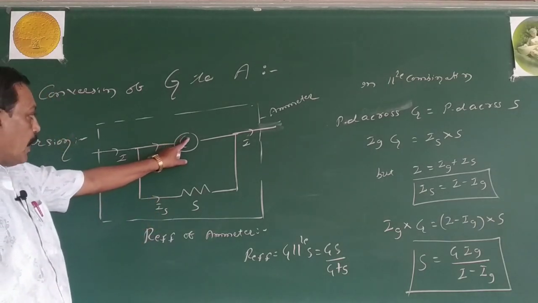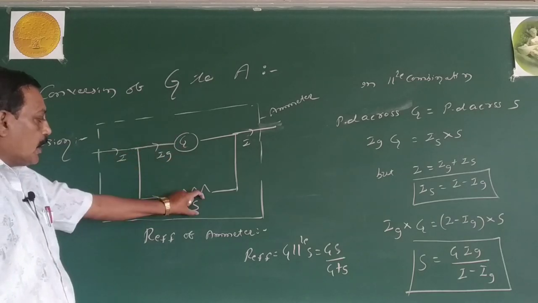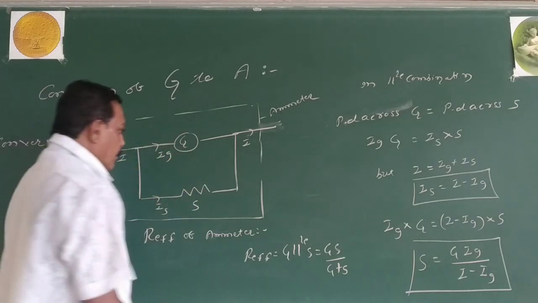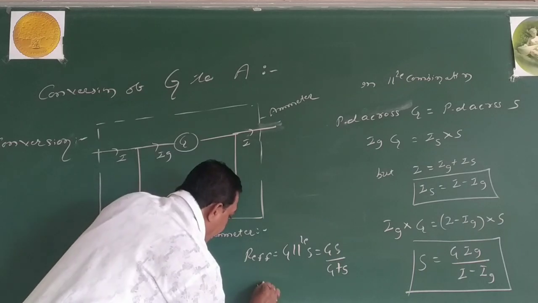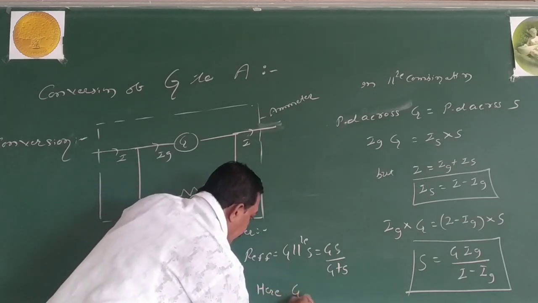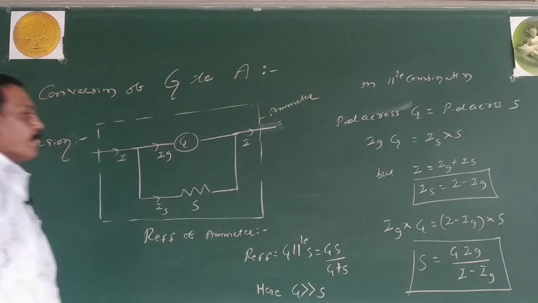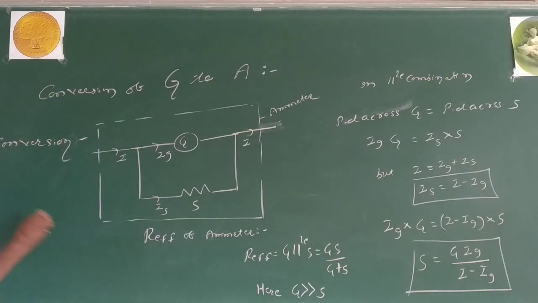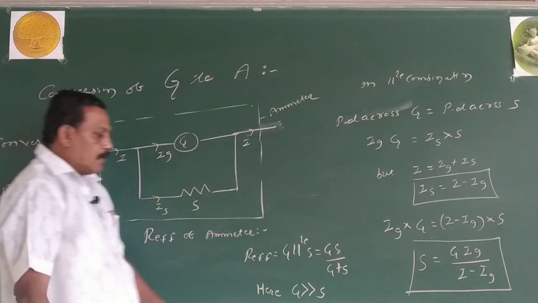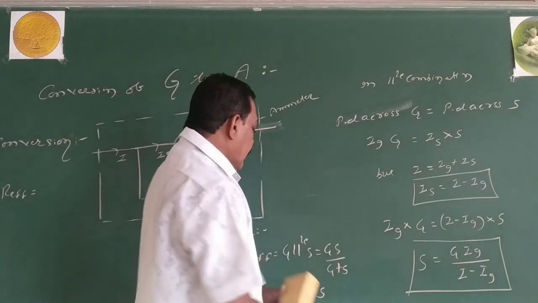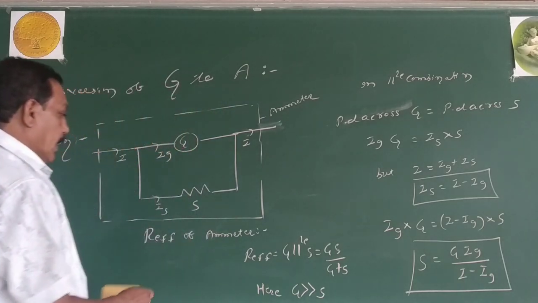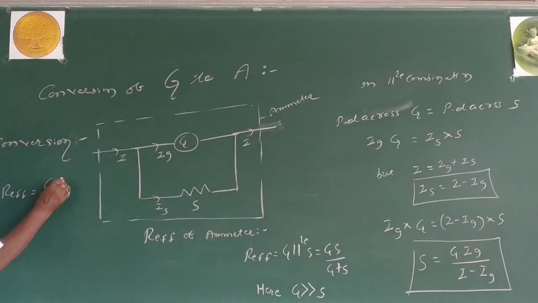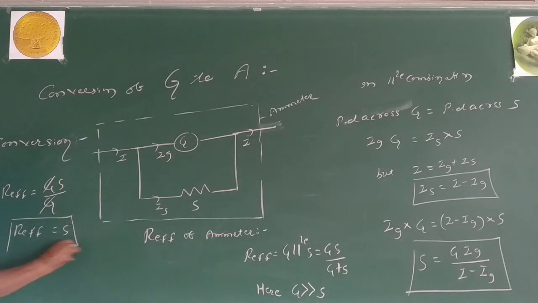So if I compare the values of G and S, G is far greater than S. Then what about R effective? G is far greater than S means what? S is neglected from the denominator. GS divided by G, G cancels. R effective equals S.